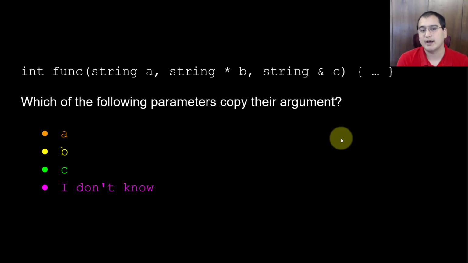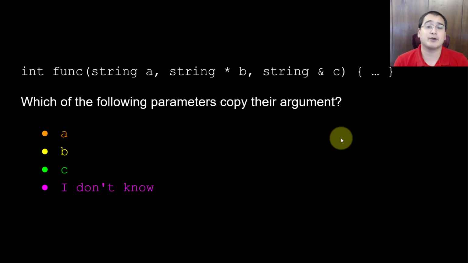Alright, so let's start with a here. Notice that a is just a string. It's not a reference to a string, it's not a pointer to a string, it's just a string. And so what that means is that you're just using the default behavior, which is making a copy. So whatever argument is passed into the first position of this function, it's going to get copied. So if you have a huge string, that's going to get copied into this function, which might be an expensive operation. It might not be. It depends on how big a is.